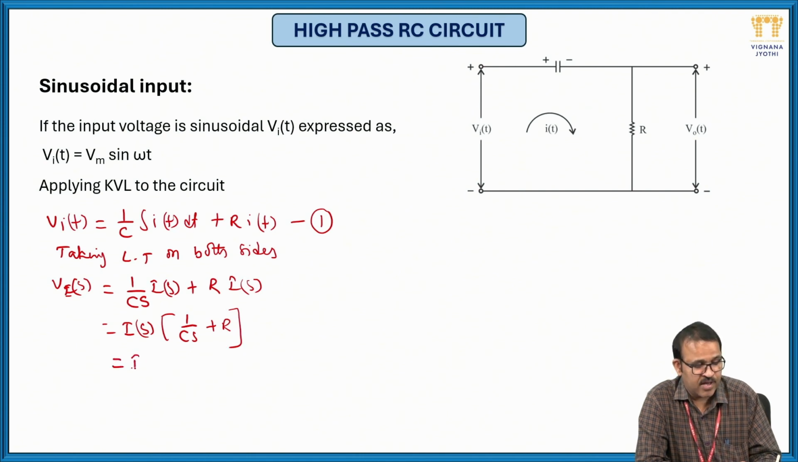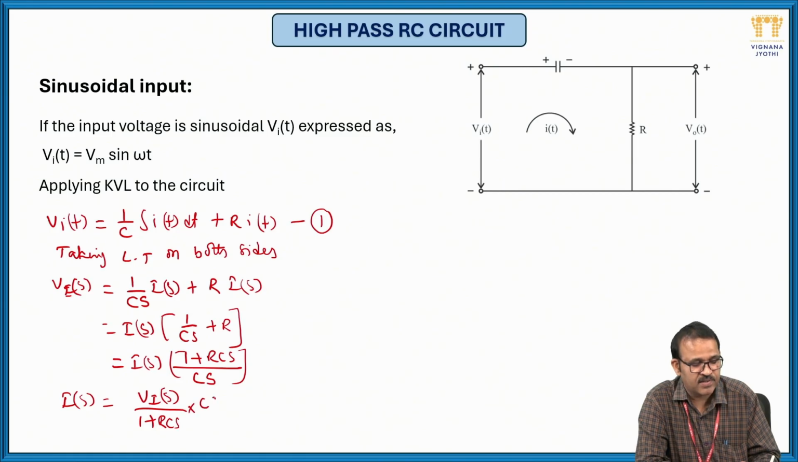So we can write this I of s, where the denominator is Cs, so 1 plus RCs. From this equation, I of s is equal to the input voltage Vi of s by (1 plus RCs) by Cs. Now you can write the numerator as Cs. So this is equation number 2.